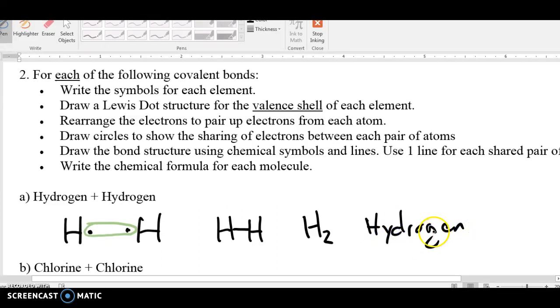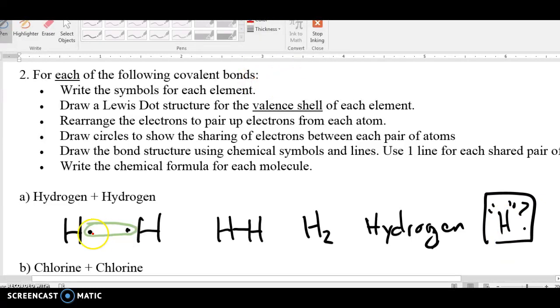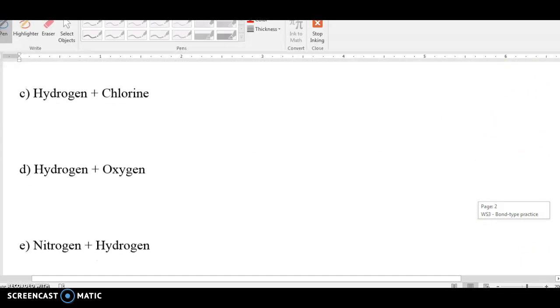Wait, what? Isn't hydrogen just H? No, that's a hydrogen atom. They do not appear like that in real life because they have one electron in their outer shell. Hydrogen is always either bonded to something else or bonded to itself in pairs. It's one of those diatomic elements. All right, let's go do something a little bit more complex, perhaps more interesting.